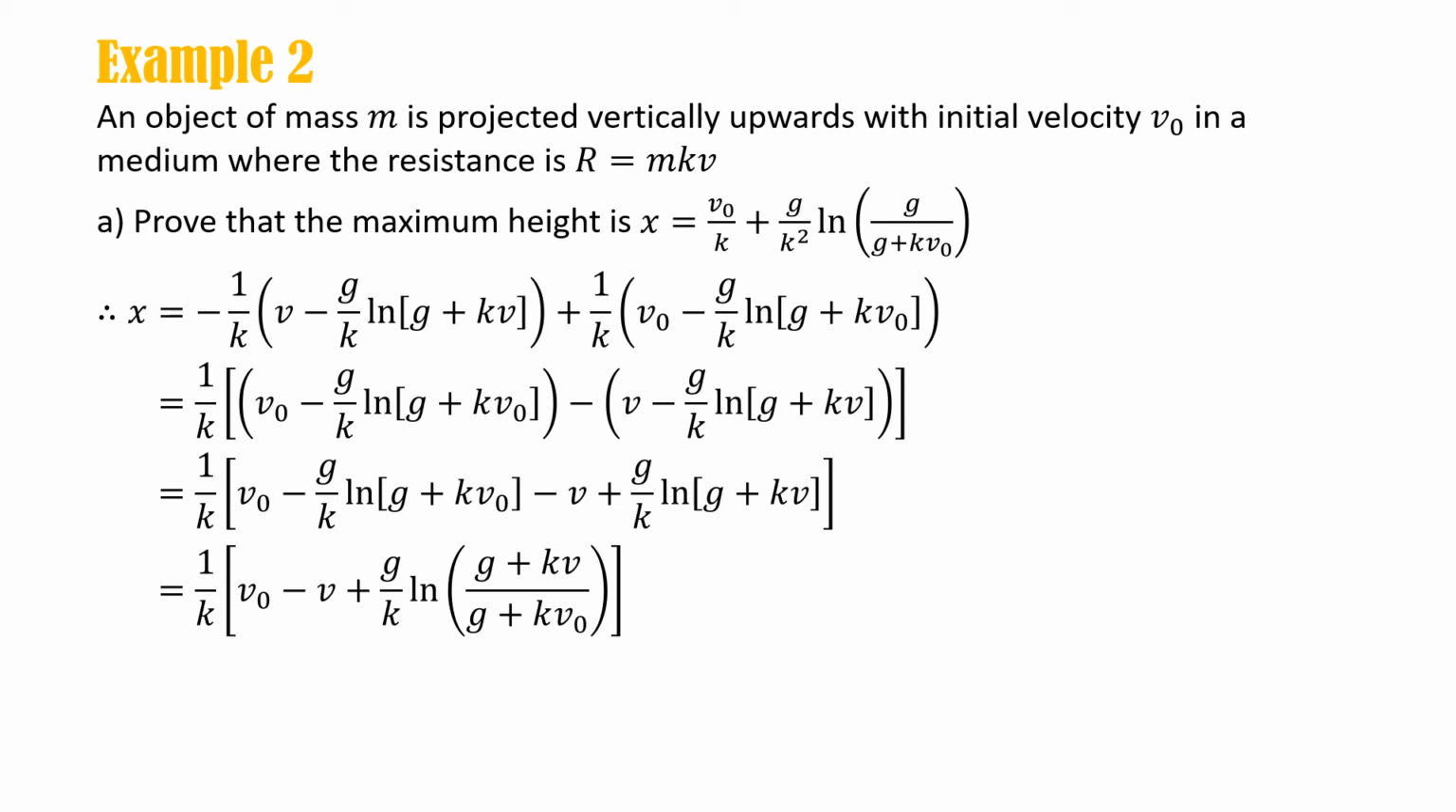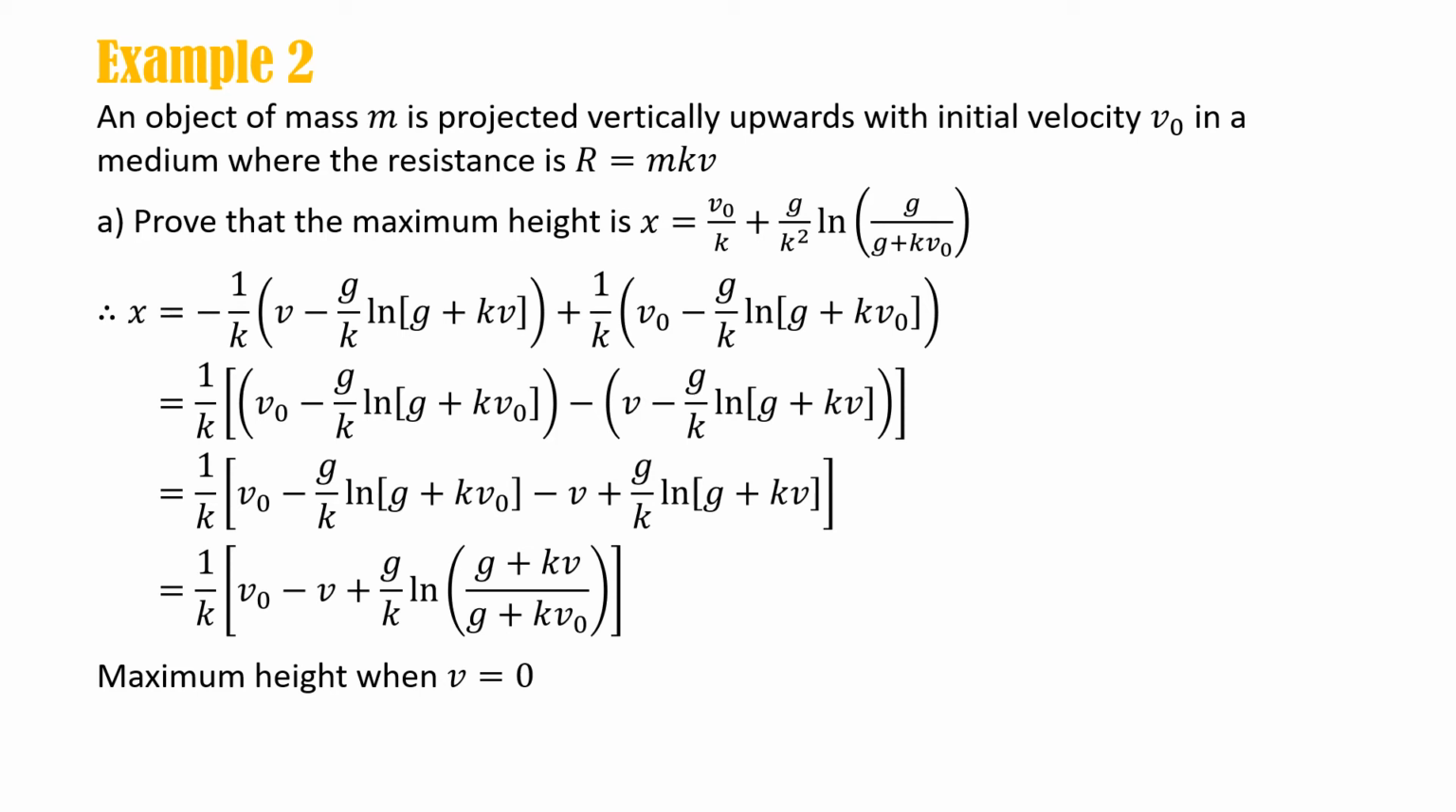All right, so we've now got an equation for displacement. But that's not what we want. We want to prove that its maximum height can be represented by that bit at the top. So when will our maximum height occur? Well, you think about it, when we launch it, it's going to get up to a point and then it's going to fall back down. But when it reaches that top point, that maximum height, what's its velocity going to be? Well, its velocity is going to be zero. All right, so our maximum height occurs when velocity equals zero.